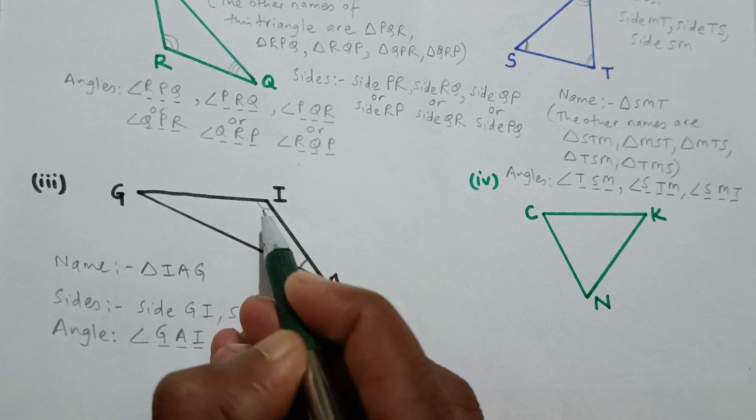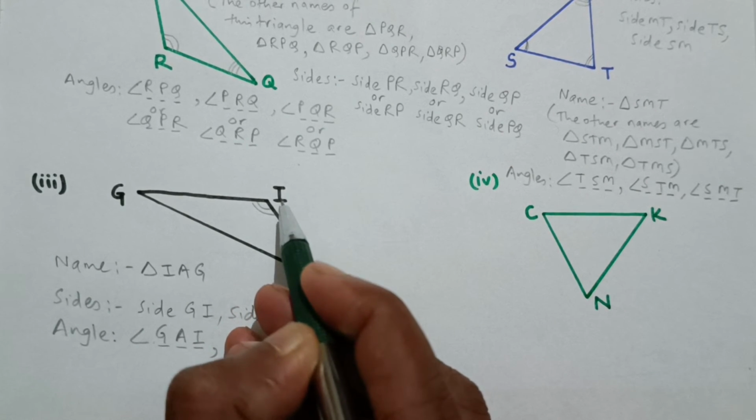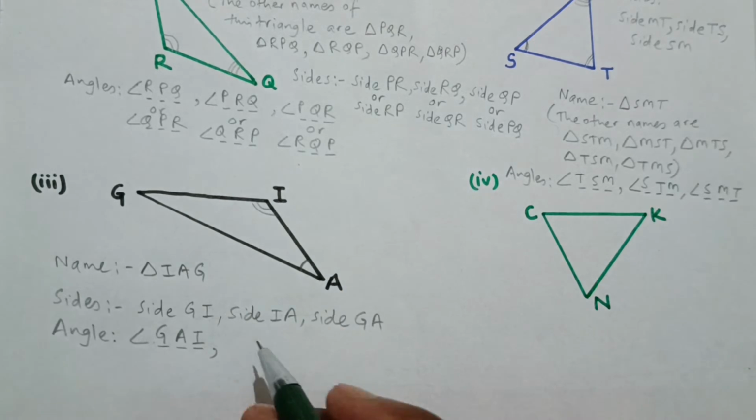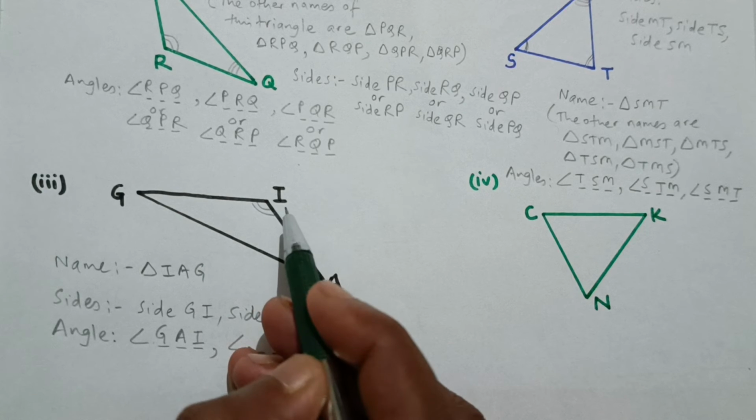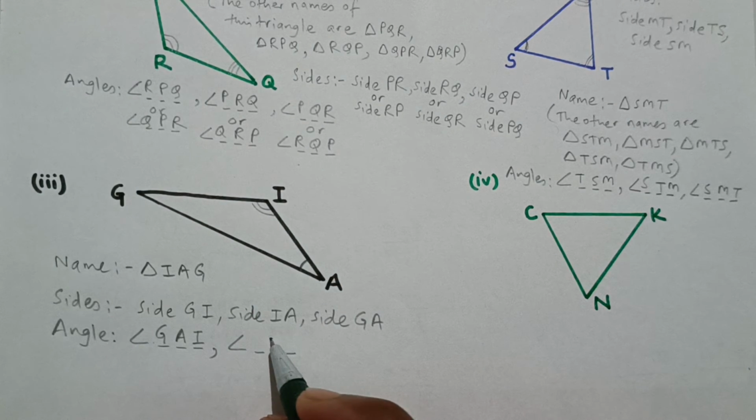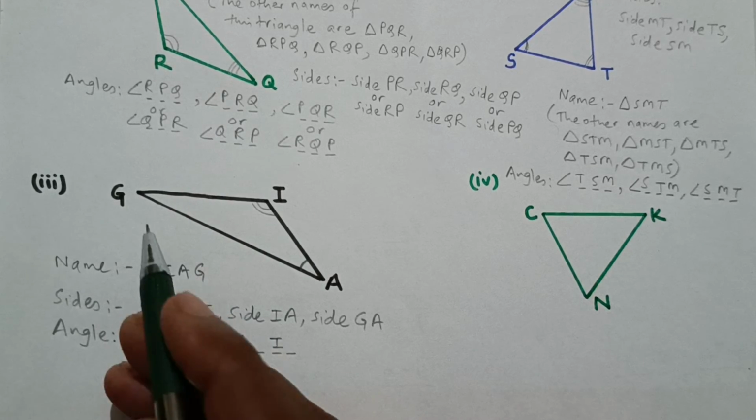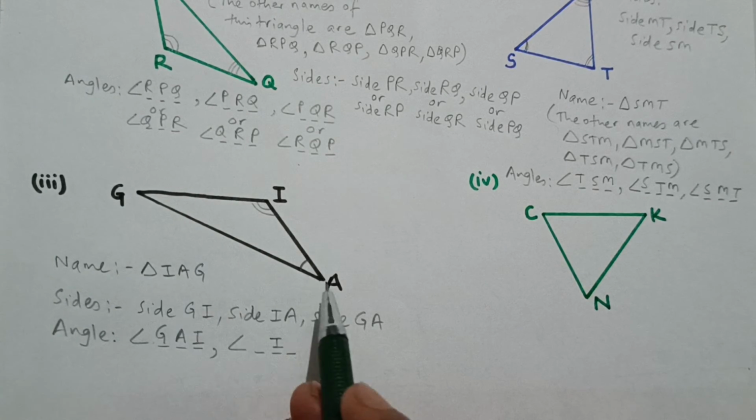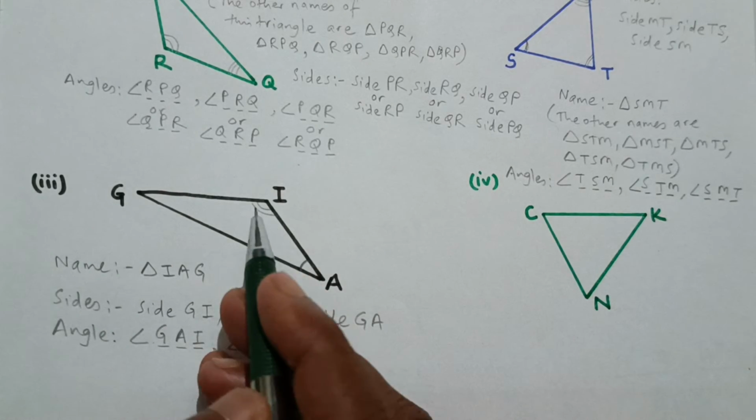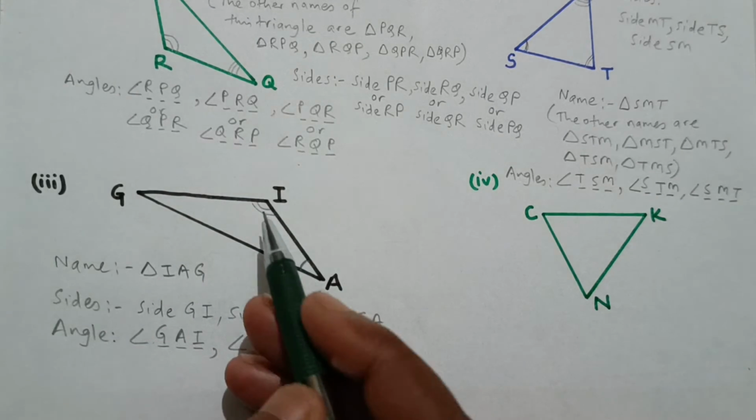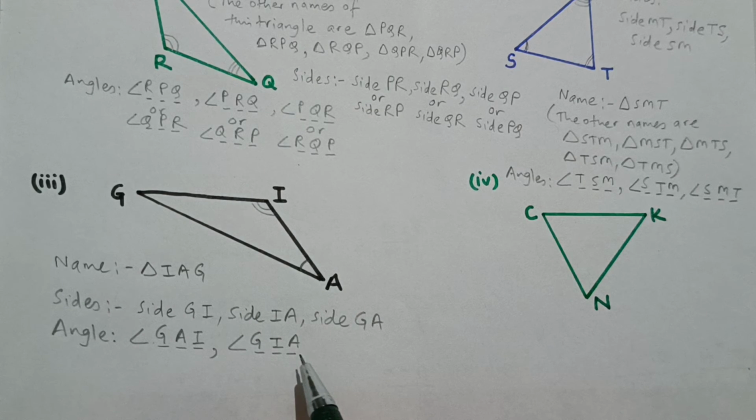Then let us go to this angle. This angle is formed at corner I or vertex I. So angle, three letters. So I will be the middle letter. And then G and A are the other two letters of this triangle. So I will write G over here and A over here. You can write A over here and G over here. Both will represent this angle. So this angle is angle GIA.